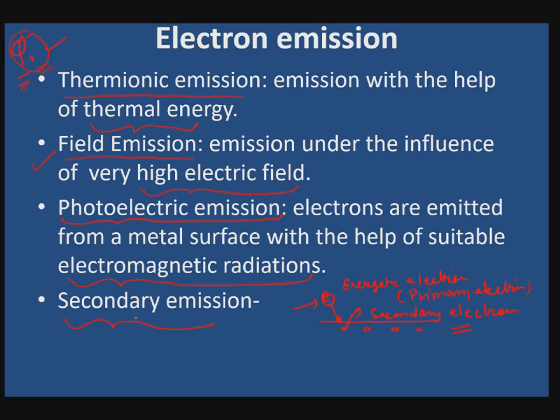It is the emission of electrons from the metal surface when a highly energetic electron is made to be incident upon it, so that it transfers its kinetic energy to the electron in the metal, removing the electron from the metal surface, and those electrons are called secondary electrons. So these are the various methods with the help of which we can remove the electron from the metal.